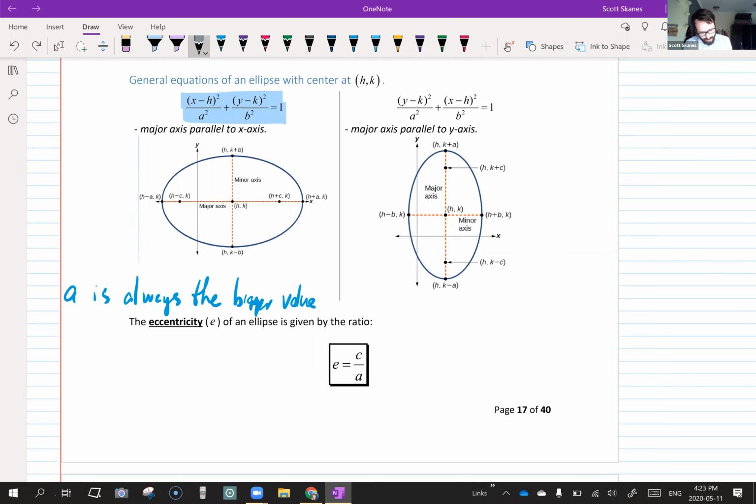The other thing that might happen, the other equation here, I want to write a different one because this is how you normally see it. It looks almost exactly the same, almost identical, except the A is under the Y.